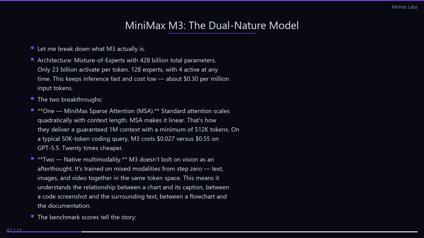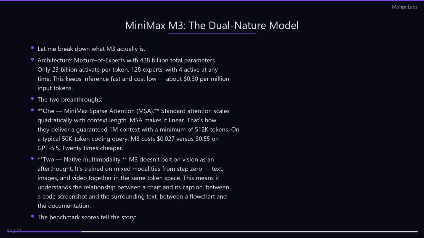The 2 breakthroughs. 1, MiniMax Sparse Attention, MSA. Standard attention scales quadratically with context length. MSA makes it linear. That's how they deliver a guaranteed 1M context with a minimum of 512k tokens. On a typical 50k token coding query, M3 costs $0.027 versus 55 cents on GPT 5.5. 20 times cheaper. 2. Native multimodality.